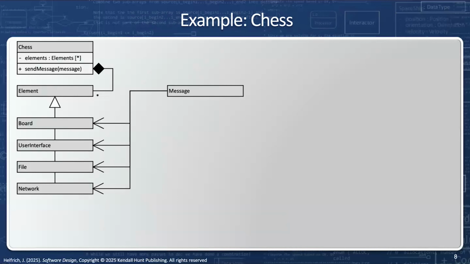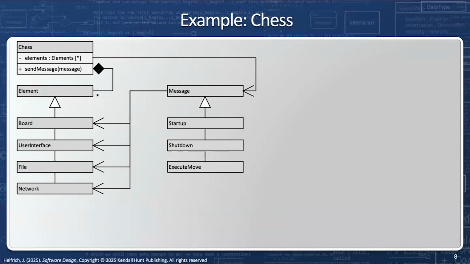So I want to be able to send messages to the board, user interface, file, or network. And of course, chess is going to instantiate a message object and send it to the element through the send messages function. What kind of messages am I going to have? Well, execute move, and that's going to be one version of a message, but also shut down and start up, and maybe I could think of some other things as well.